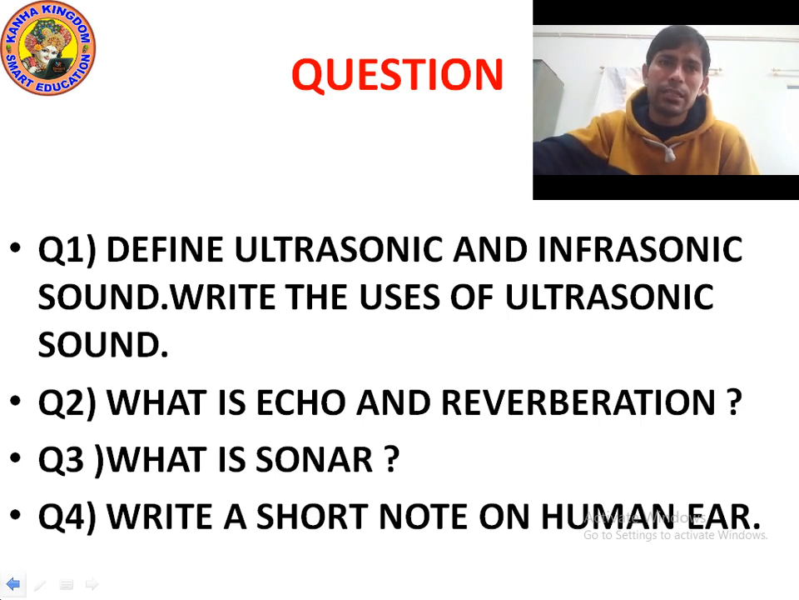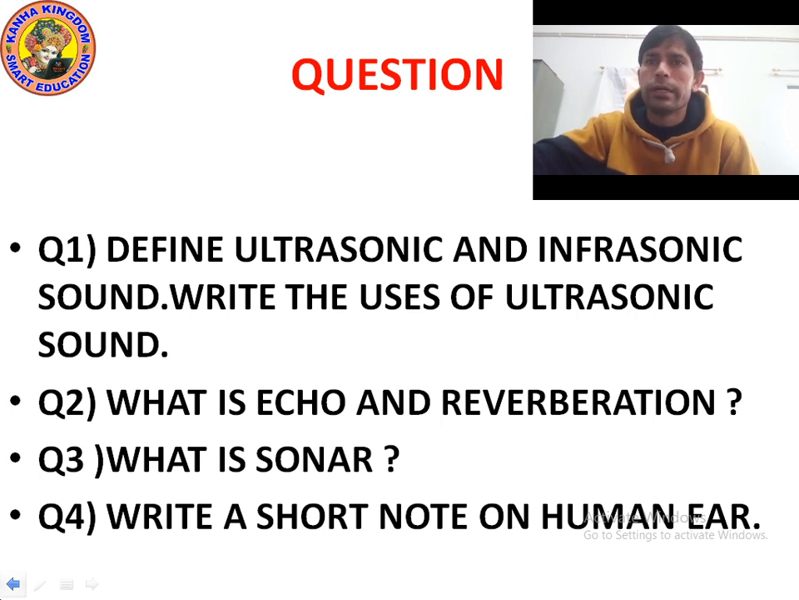Well, we can easily find the distance by a formula which is d = v × t / 2. Yes, this formula is used. The distance of the object can be calculated by this formula by knowing the speed of sound in water. So this formula can be used, d = v × t / 2.